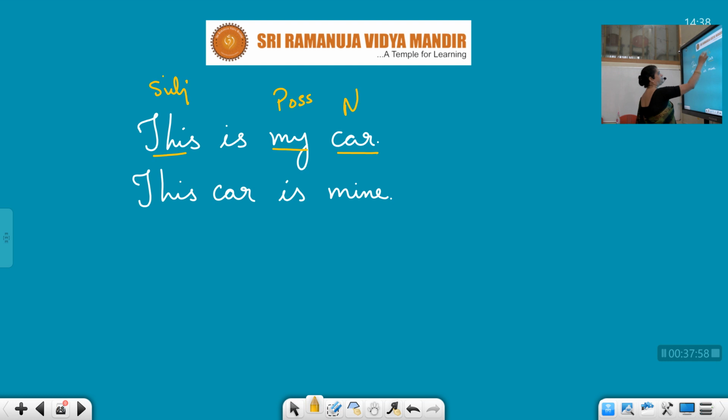Car is noun. Here this is not the subject. Car is subject. And this is adjective. So car is subject. Car is mine. Which car? This car is mine. So this is a demonstrative adjective. This car is mine. Mine is possessive. So it is away from the noun and this is connected to the noun. That is the difference. My car, car is mine. Fine.